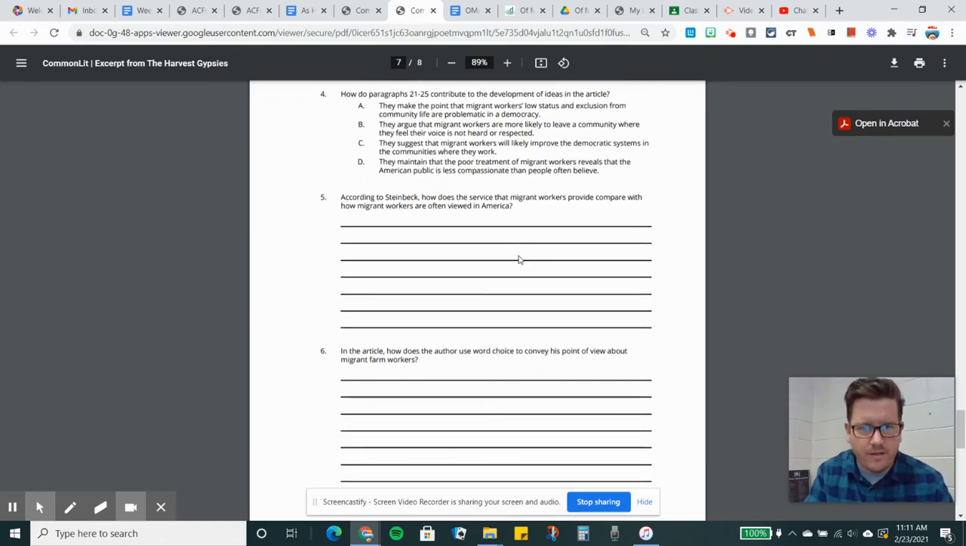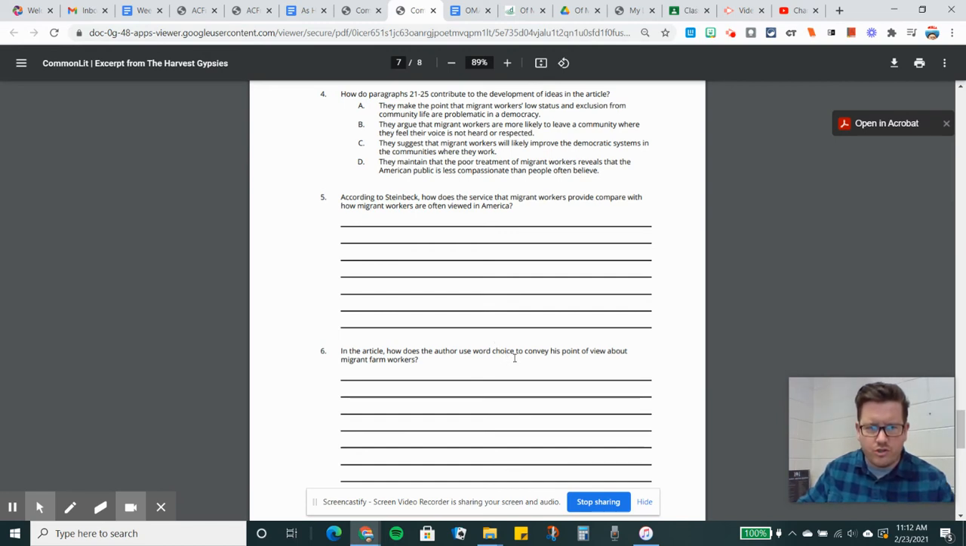All right, now I really enjoy these two questions here, 5 and 6, because they focus on organization first. Like look at number 5. According to Steinbeck, how does the service that migrant workers provide compare with how migrant workers are often viewed in America? So look for language where Steinbeck explicitly states how important or vital the work that these people do is compared to how they are viewed in America. So there's a distinction there. There's a difference. There's a separation. So find the language in the article itself where he specifically addresses this issue.